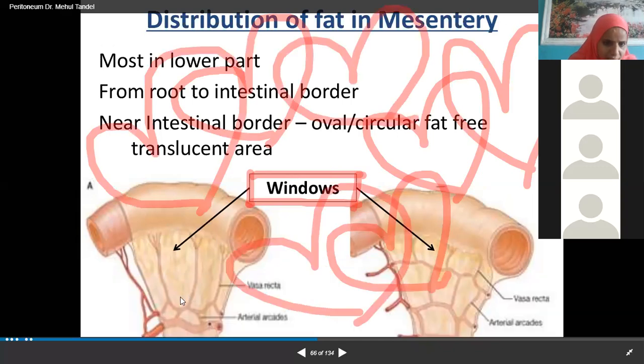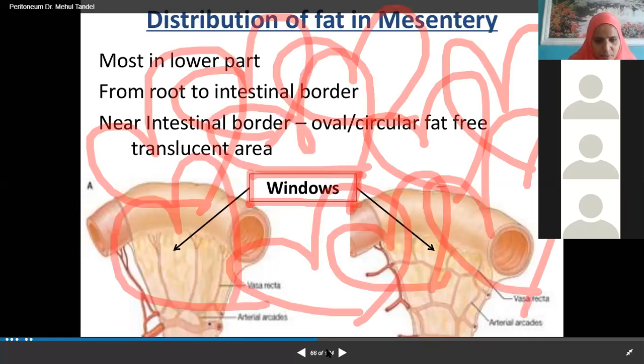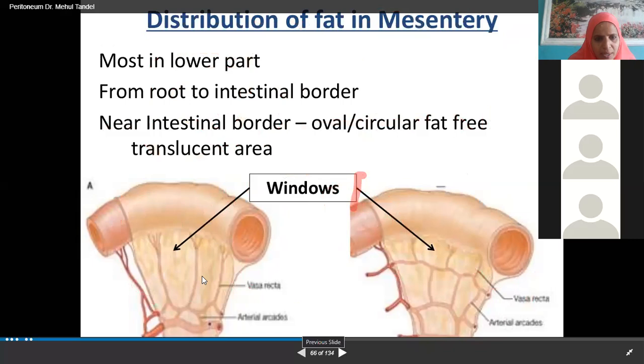So this is actually vasa recta. Vasa recta means straight arteries. Here, these are called arterial arcades. Are you finding hexagonal structures here? These hexagonal structures are called arterial arcades. Arterial arcades are fewer in the jejunum and more in the ileum.